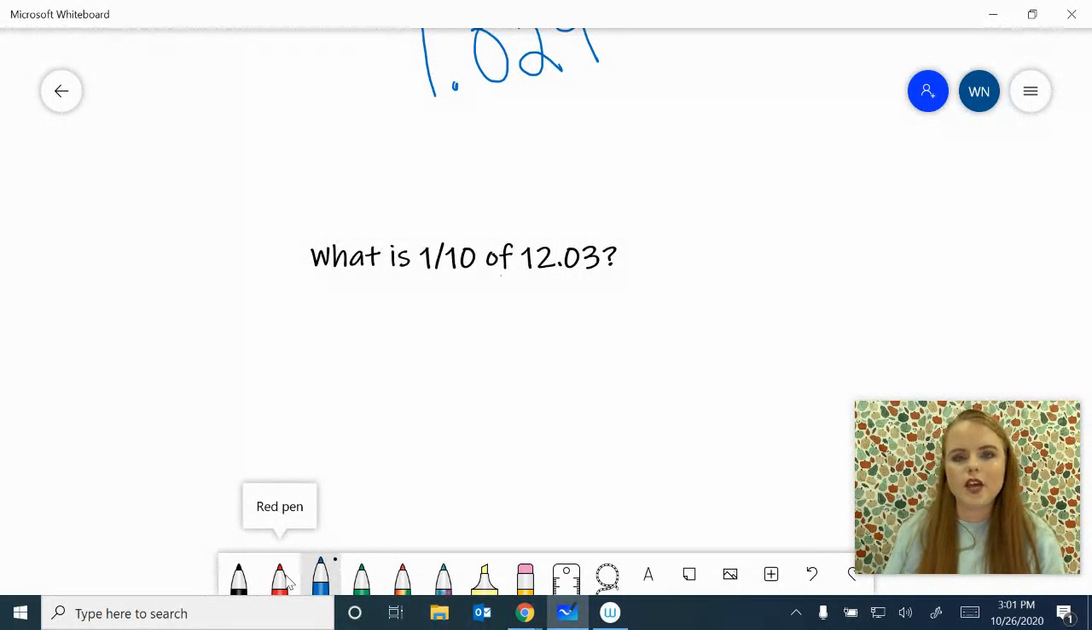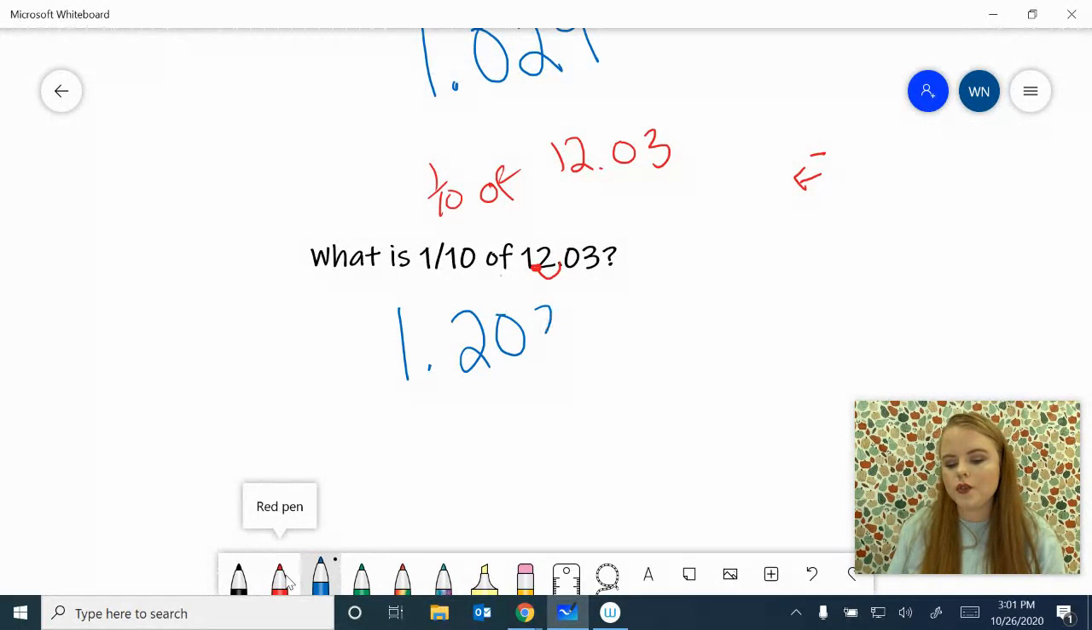What is 1/10 of 12 and 3/100ths? Let's take a look at that. 1/10 of 12 and 3/100ths. If we're looking for 1/10 of, we're looking for a small piece of it. So we want to go left to go smaller. If we move our decimal point 1 to the left, that's going to give us 1 and 203 thousandths. We move our decimal point 1 to the left because we're looking for a small piece, looking for 1/10 of it. So it's going to be 1 and 203 thousandths. Let's move on.